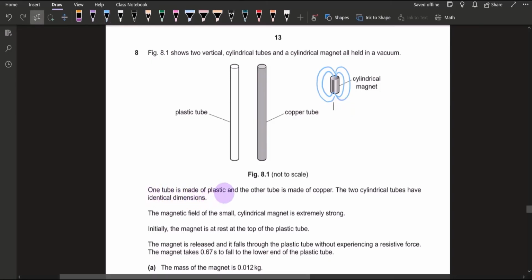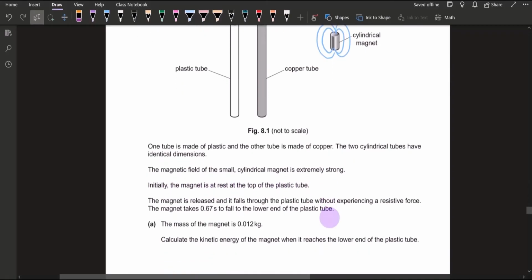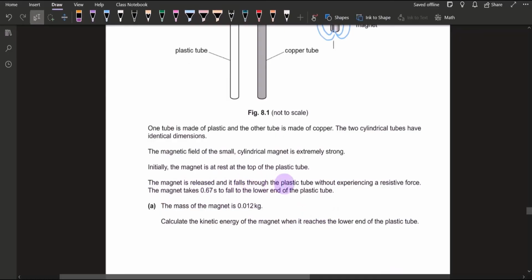One tube is made up of plastic and the other tube is made up of copper. The 2 cylindrical tubes have identical dimensions. The magnetic field of the small cylindrical magnet is extremely strong. Initially, the magnet is at rest at the top of the plastic tube. The magnet is released and it falls through the plastic tube without experiencing a resistive force. The magnet takes this much time to fall to the lower end of the plastic tube.